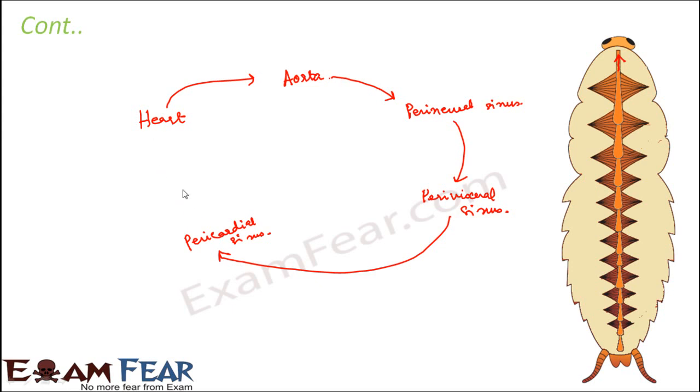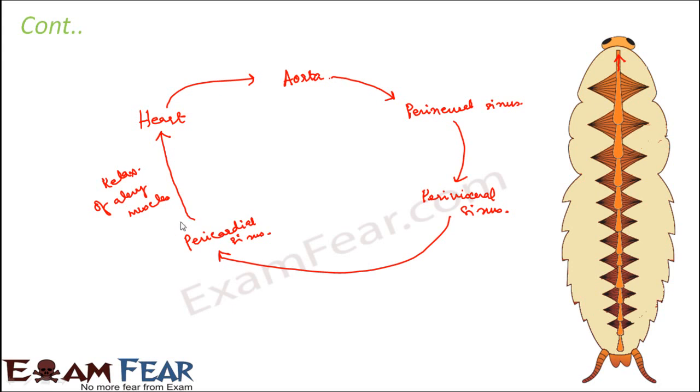So how will the blood get into the heart? It will get into the heart by the relaxation of the alary muscles. Just now I spoke about alary muscles, right? Due to the relaxation of the alary muscles, the pores present, the ostia, open, so through them the blood will get into the heart. Again from the heart it will be pumped to the aorta. From the aorta it will go to the perineural sinus, from there to the perivisceral sinus. Right? So from the perivisceral sinus, it will get into the pericardial sinus.